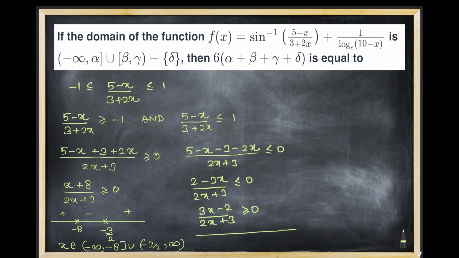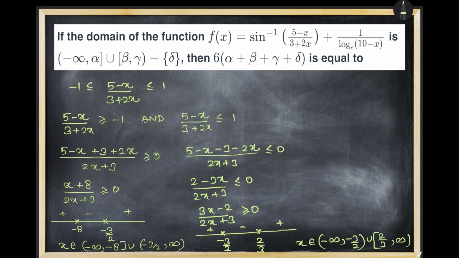Now plot them on the number line. The first number is minus 3 by 2, the second number is 2 by 3. Signs are positive, negative, positive. We are interested in the positive regions. So x belongs to minus infinity to minus 3 by 2, and it is on the denominator, so you cannot afford to have this number. Union 2 by 3 to infinity, and 2 by 3 you can have. So this is the answer of the second part.